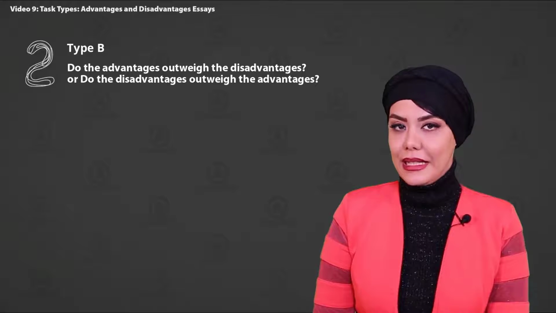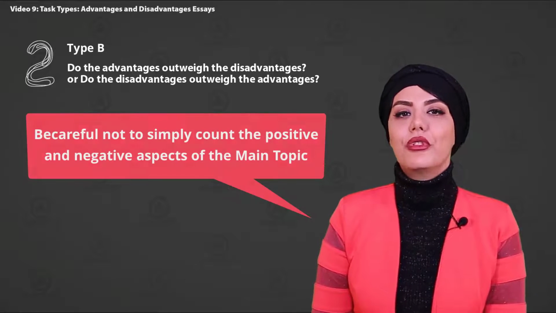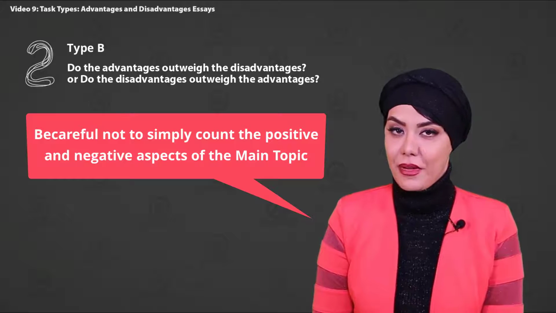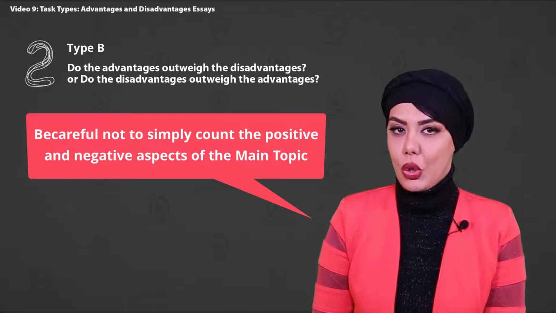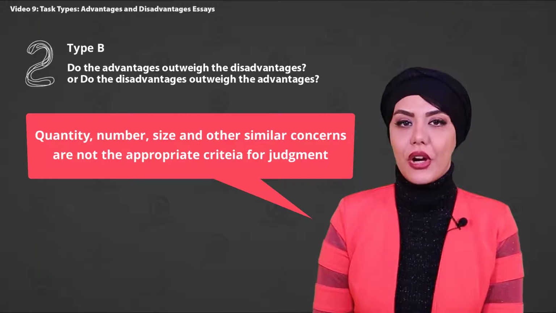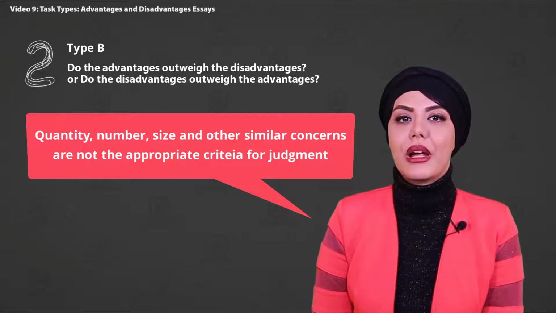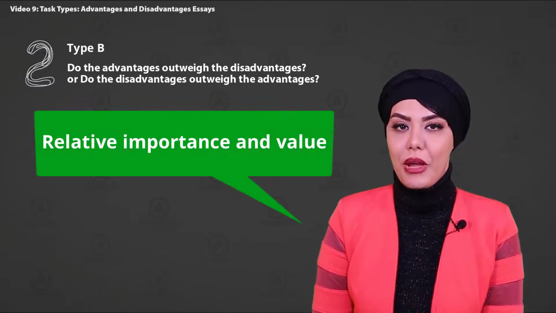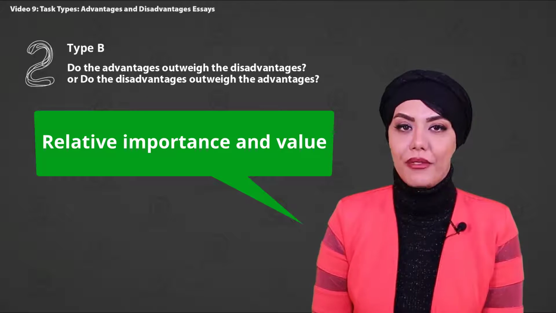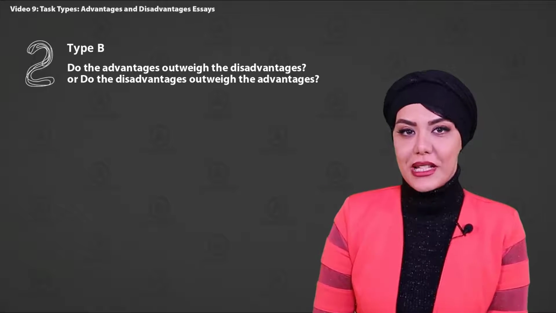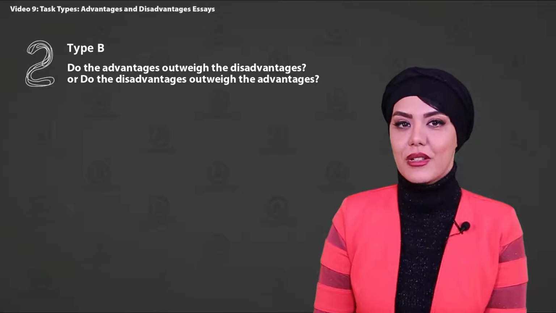When you want to answer these questions, be careful not to simply count the number of positive and negative aspects of the main topic, as quantity, number, size, and other similar concerns are not the appropriate criteria for judgment. You have to talk about the relative importance and value of the main topic. Let's take a look at a very popular example of these questions.